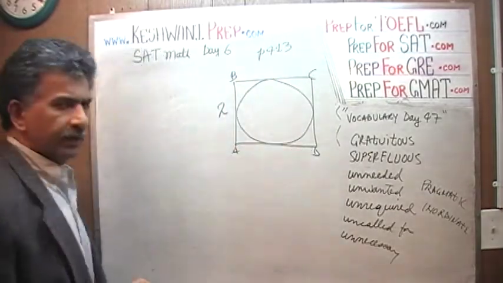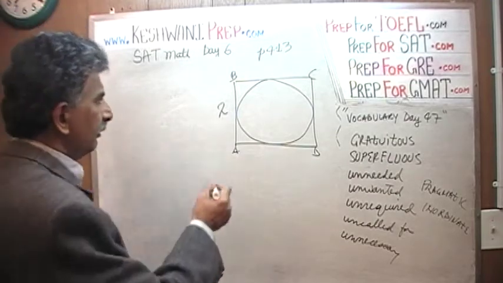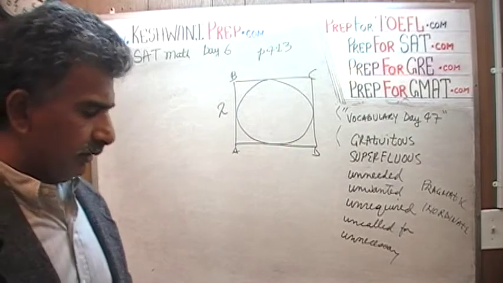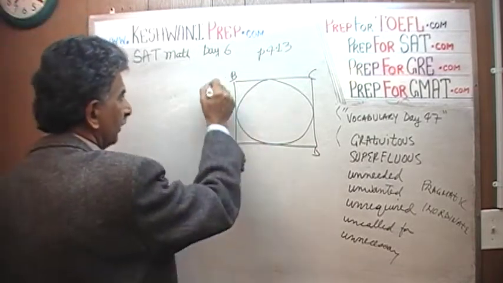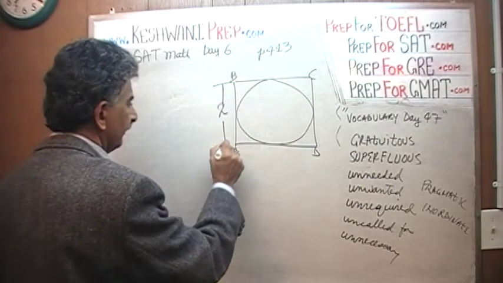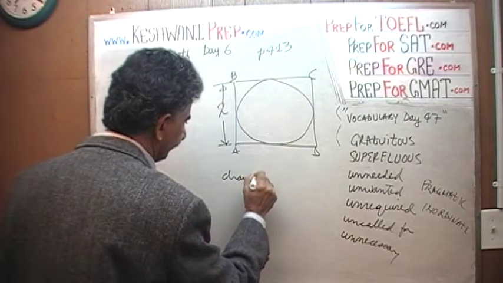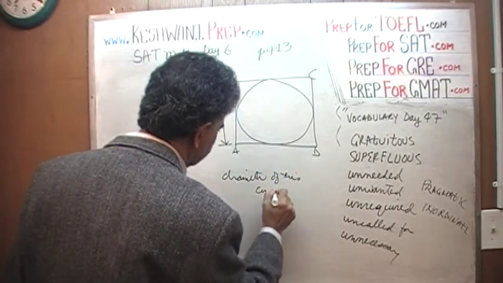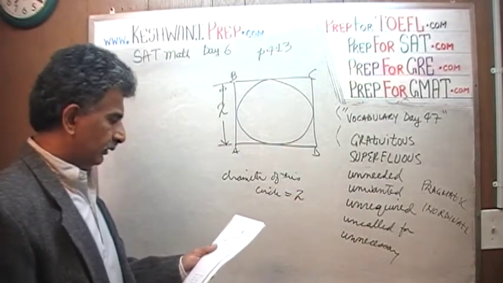Now before we do anything at all, we must realize that because the way the circle is inscribed inside the square is tangent to it, that tells you that the diameter of this circle, this is the diameter, is 2. Let's see what they're asking for.